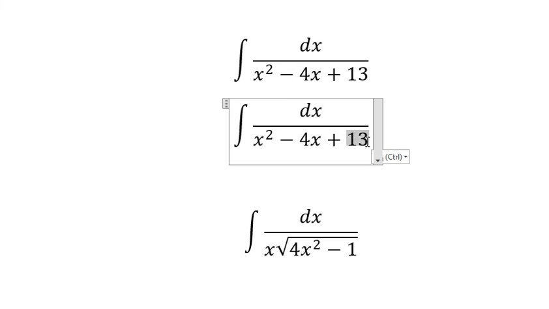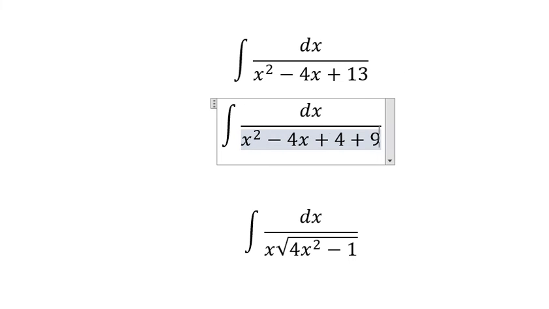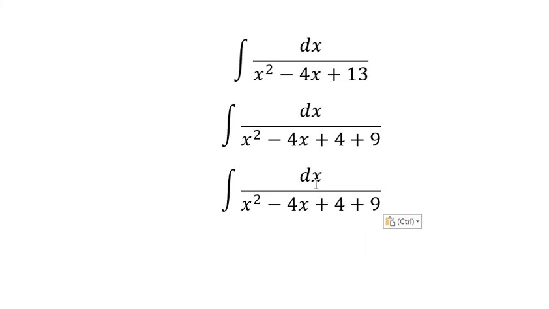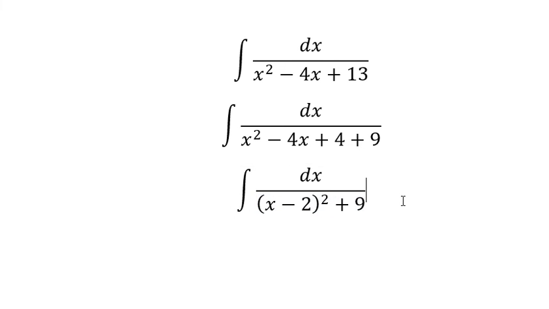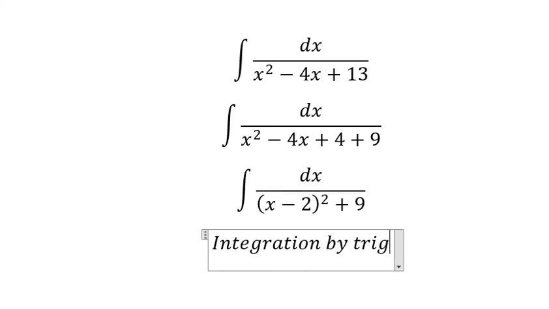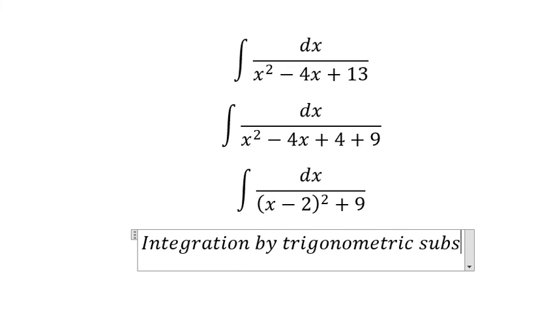Number 13, I will put 4 plus 9 because I want to create an identity in here. So this one you get s minus 2 to the power of 2. So we need to use integration by trigonometric substitution.